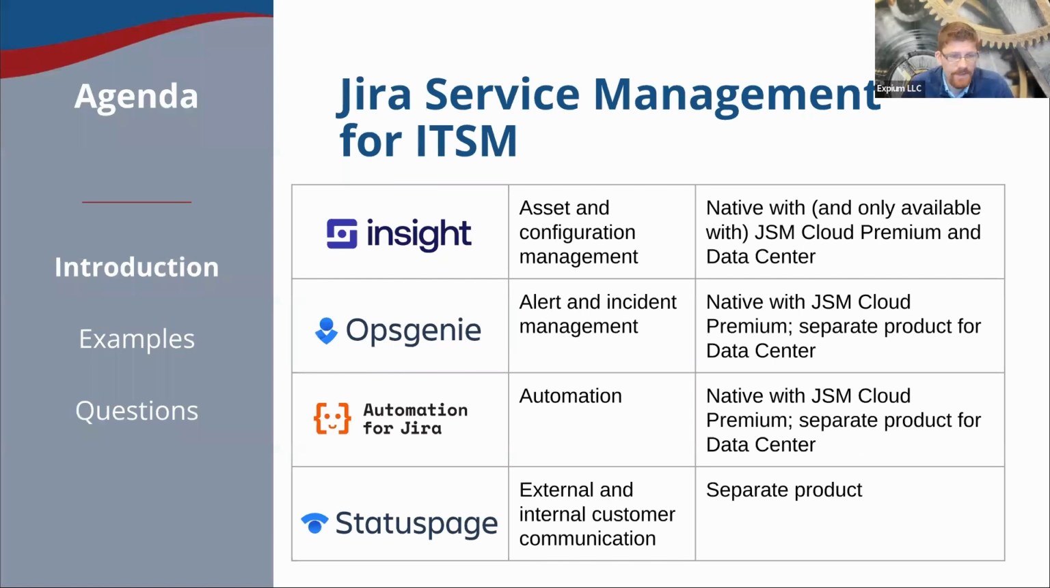We're also going to see Opsgenie, which is also native with Jira Service Management Cloud Premium. It is a separate product for data center, and that's what's going to handle our alert and incident management when we talk about incident management today. Automation for Jira is a lovely little thing that comes with all deployments of Jira now. It's native with Jira Service Management Cloud Premium. It is a separate product for data center as well. And it actually comes with all levels of cloud, but in order to get unlimited rule executions, you need to be on Premium. Lastly, we're going to see Statuspage as well, which is a separate product that is for external and internal customer communication relating to incidents.